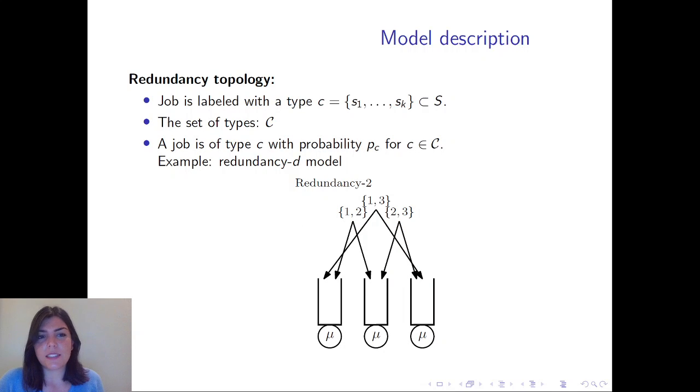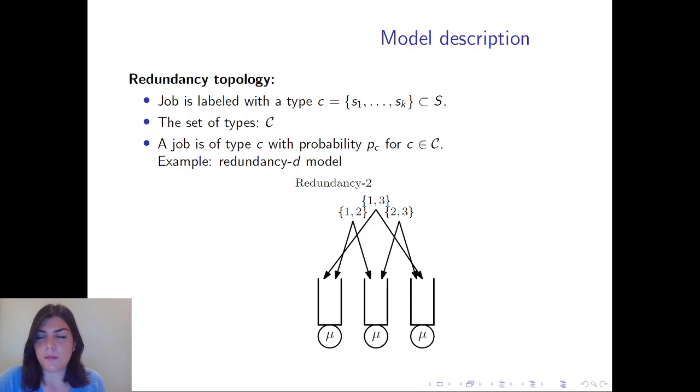Under redundancy, the redundancy topology characterizes to which of the servers each job is going to dispatch its copies. So we are going to label each job with a type c that is given by the subset of servers to which the job is going to dispatch its copies. And then we are going to denote by capital C the set of all types, and a job is going to be of type c with probability p_c.